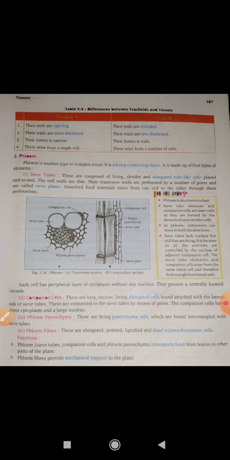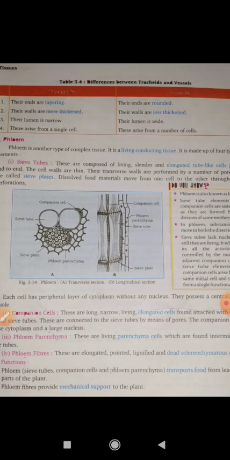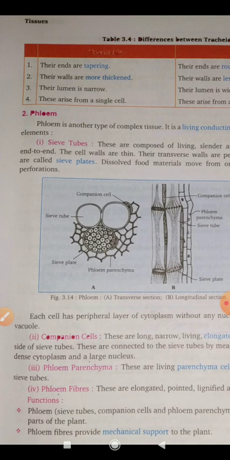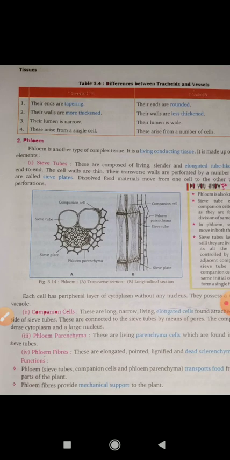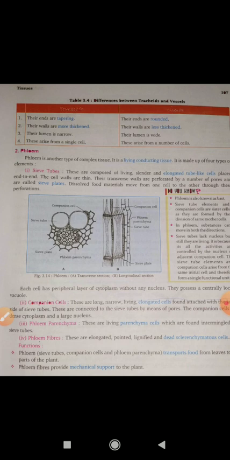What are sieve tubes? These are living, cylindrical, elongated, tube-like cells. You can see the structure of phloem on your screen. In this you can see all the types of cells present in phloem. First is sieve tubes. A sieving machine means a channi. Have you seen a sieving machine at your home also? In a sieving machine there are perforations.